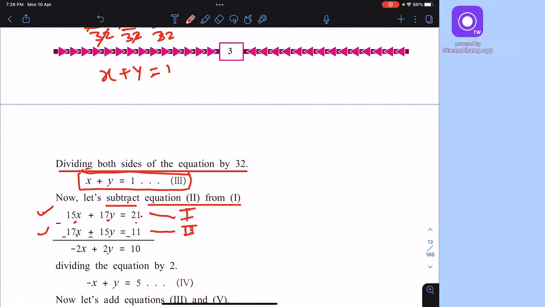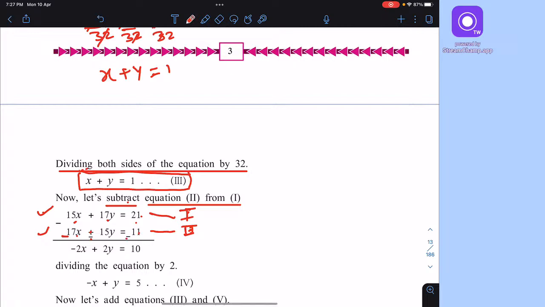You can subtract in either order. You may subtract equation 2 from 1 or you can subtract equation 1 from 2. It is your choice. But accordingly it should be clear here. Now here subtract means change the sign and add. So this 17x now it has become minus. Initially it was plus. 15y was originally plus, now it has become minus. And 11 it has become minus.